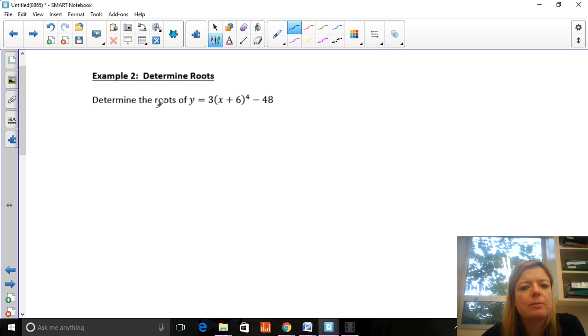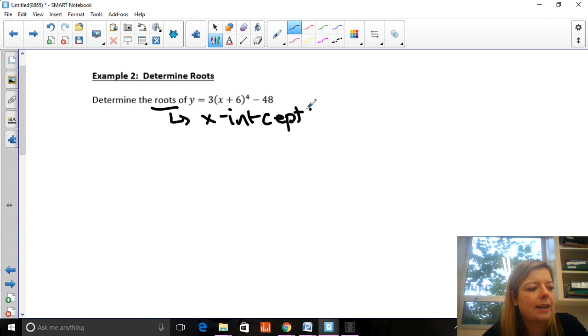So now we're going to determine some roots. Okay, so remember, roots are just x-intercepts, so I just wanted to remind you how to do that. The word root just means x-intercepts, but it's used a lot more often in higher level math, so just get used to seeing that. So that just means that we need to set y equal to 0 and solve.